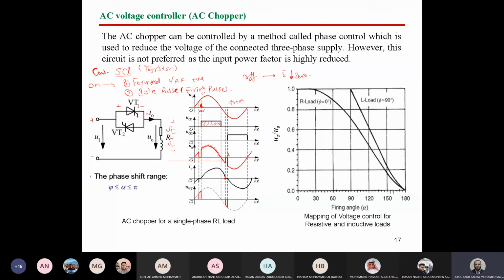voltage. So if you now control the instant of alpha, moving from this edge up to 180, you can control the firing angle from this instant to 180. So you can get a different value of voltage now. Okay? Of course in RL load you should start firing after a certain period or certain angle.